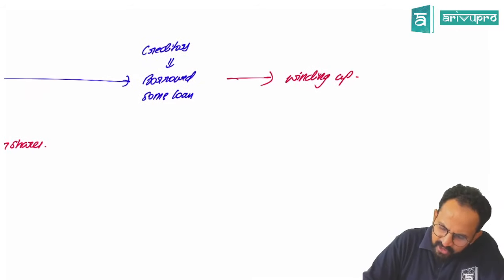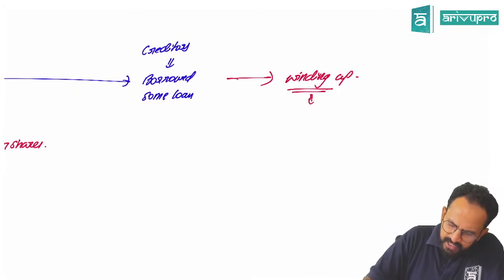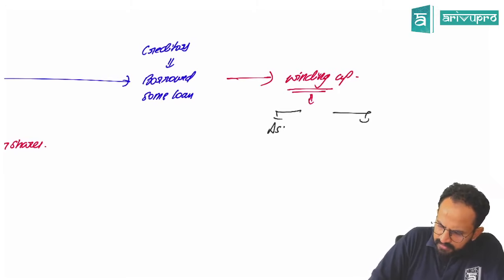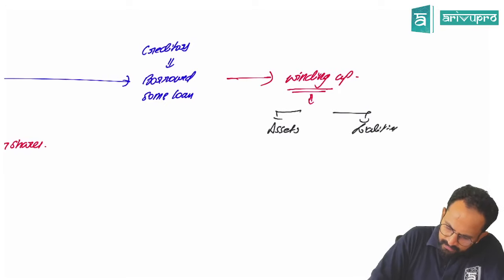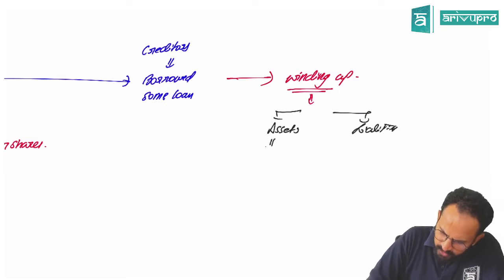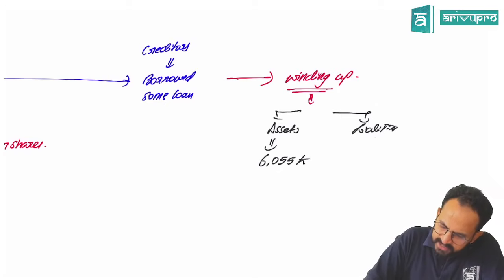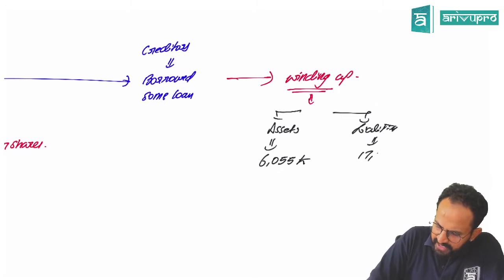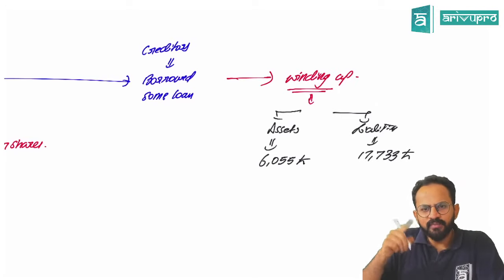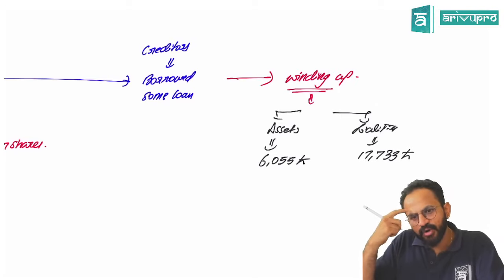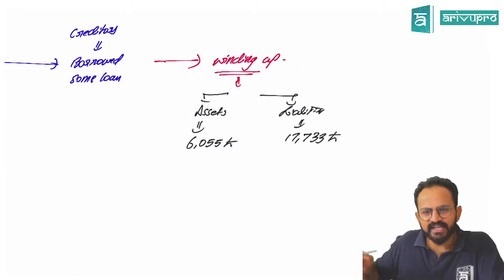As on the date of winding up, the company had assets and liabilities. How much were the assets? In the company, the assets were 6,055 pounds, but the liabilities were 17,733 pounds. So obviously assets are less, liabilities are more.